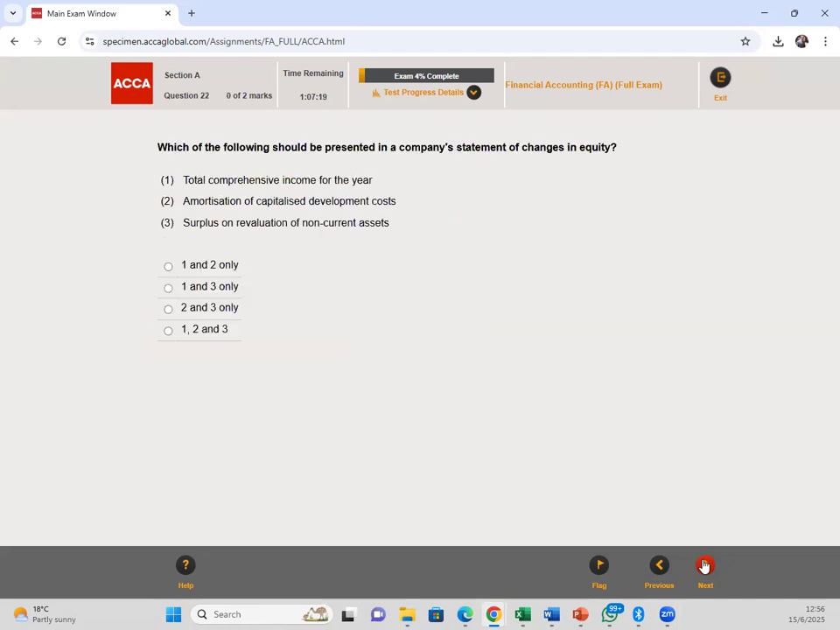Let's move on. Which of the following should be presented in the company's statement of changes in equity? The statement of changes in equity. So remember, we can have the income statement. Then after the income statement, the company has a statement of changes in equity, which shows movements in what? So let me hear from you. In the statement of changes in equity, what do we put?